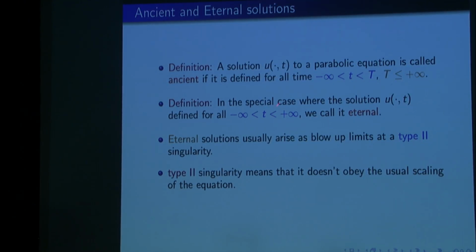And let me repeat, an ancient solution u of x and t to a parabolic equation, no matter what it is, is a solution that is defined for all time starting from minus infinity. And by parabolic equation, I mean heat equation and analogs, okay? We talked about it. And as I said last class, if the solution exists all the way up to plus infinity, it's still ancient, but we also call them eternal. And okay, I don't want to say anything else about that.